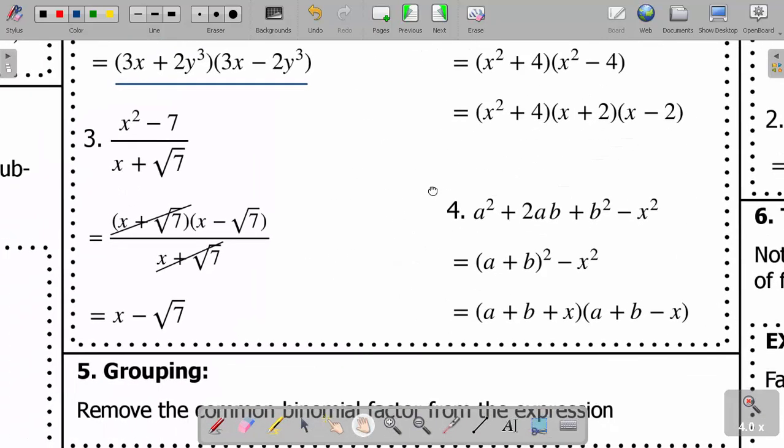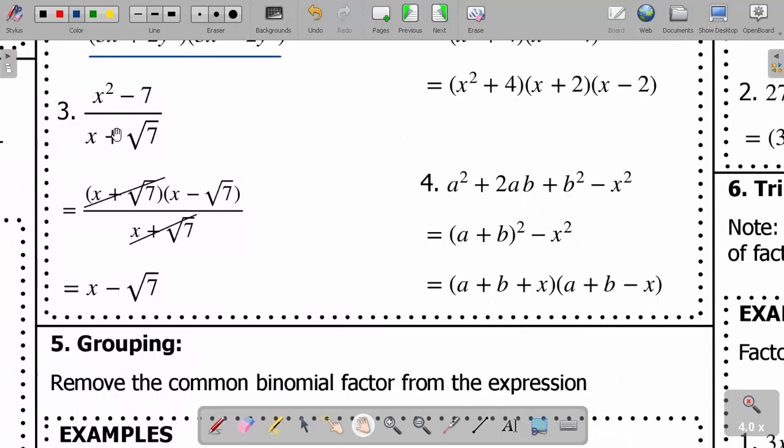And then our next example here we have x squared minus 7 divided by x plus root 7.